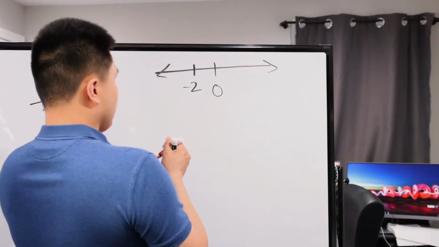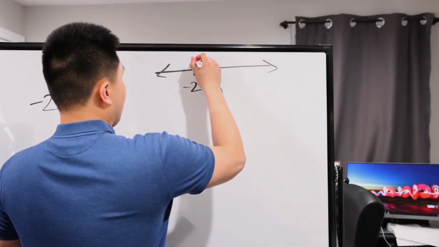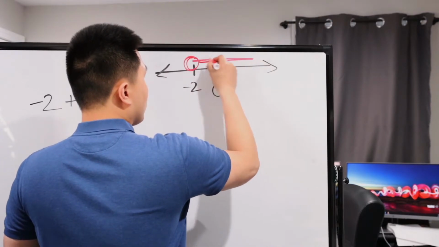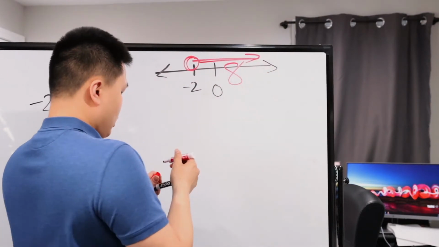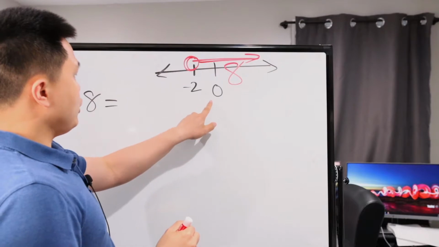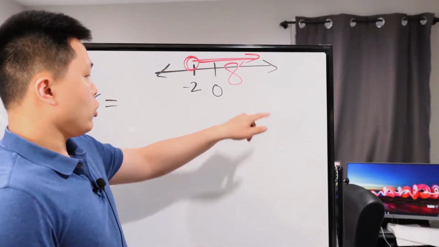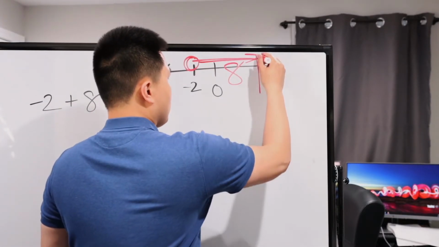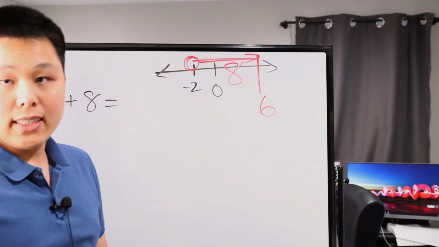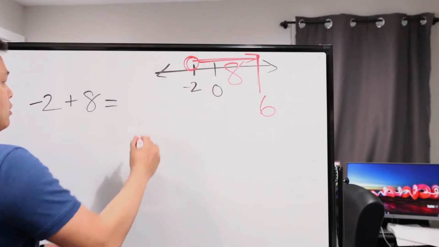So from here, starting point here, we're going to move forward 8 times. So it's going to be 1, 2, we get to 0, and another 6 more times. So in the end, when we get here, it is actually 6. So the answer for this is 6.